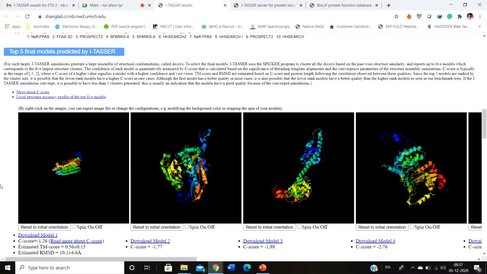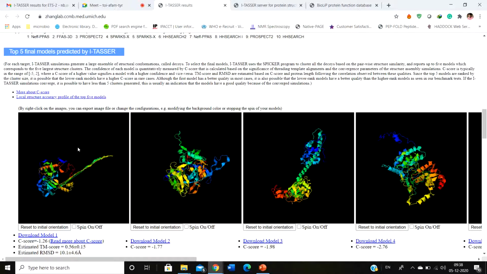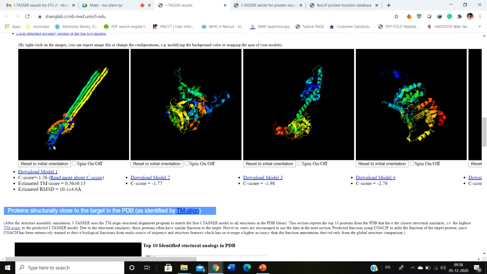Next you have the top five final models predicted by I-TASSER. Now these are the models. Usually whenever you find a protein like these domains, it's better to avoid that, because no protein has this kind of long chains. If you have long chains, it is easier for a protease to attack your protein and digest it. So though it says this is model 1, the best model, I'm not going to take this particular model into account. I'm going to reject it outright.